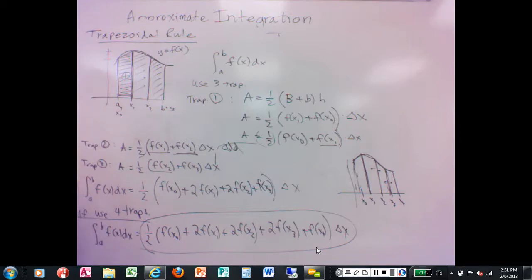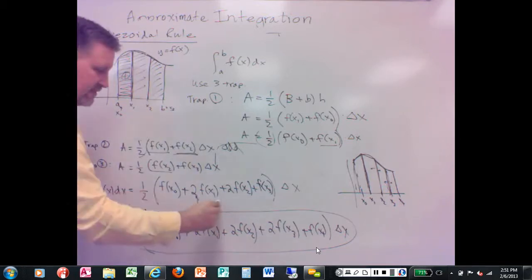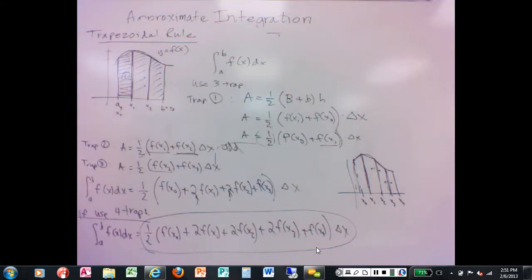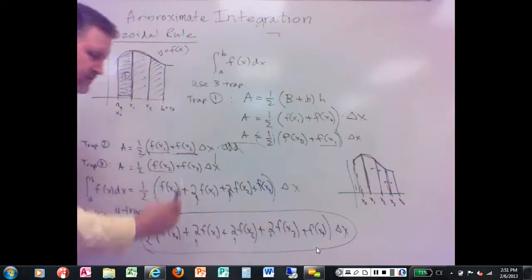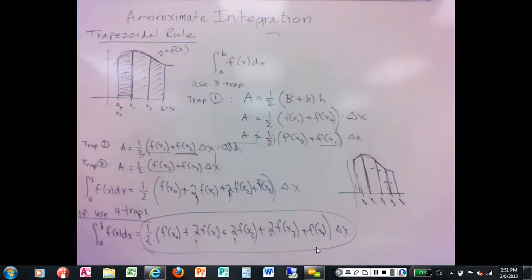Let me write that out. Does that make sense? See that? The middle ones are always going to be 2 times the function value at whatever value you're talking about. The middle ones always have 2, whereas the end ones is just 1. That's called the trapezoidal rule, and that's the way it works out.